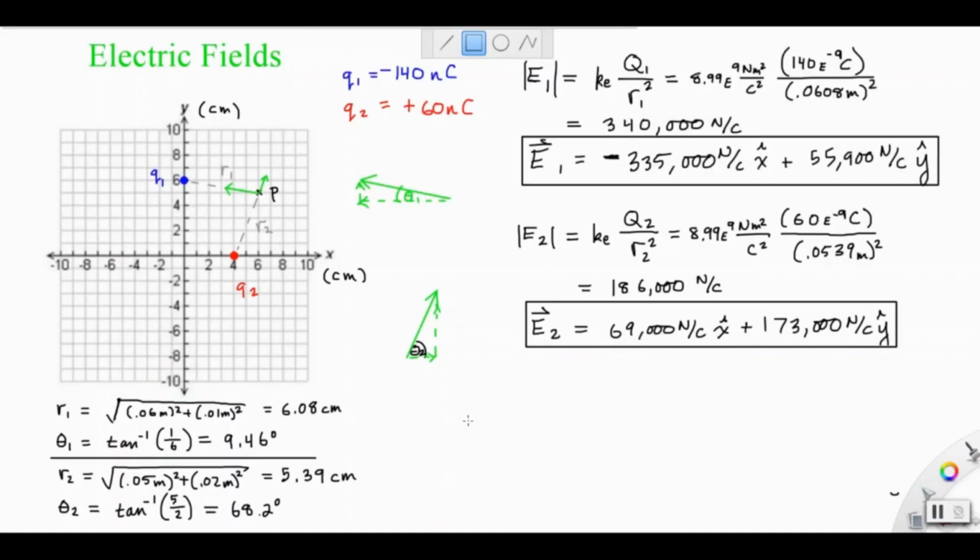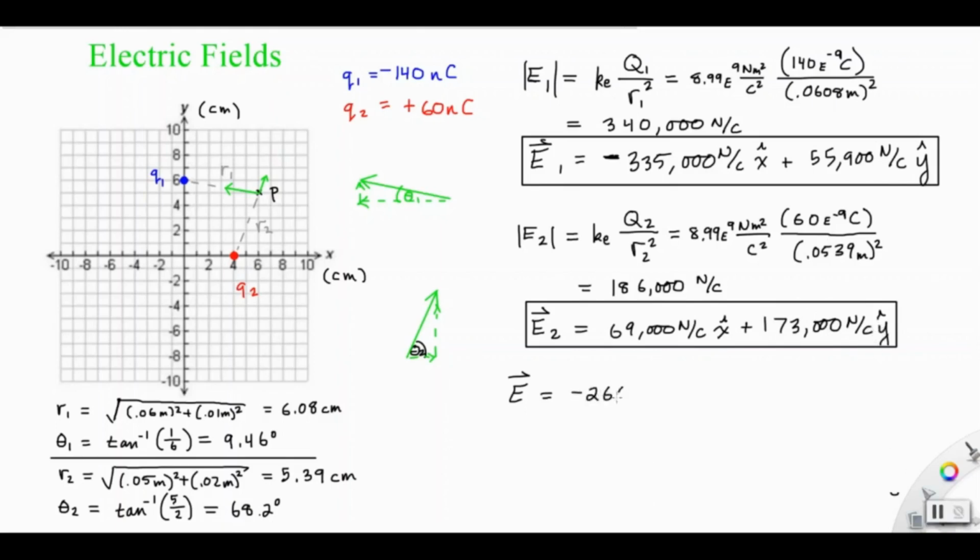Now, this is just like the vectors you learned in Physics 1, in that if we add tip to tail this vector due to this charge and this vector due to this charge, then we should get something that's pointed off in the sort of up-left direction here. Let's mathematically add them together. We have the entire E field now, which will be the sum of the individual E fields provided by these charges, which gives us, in the x-hat direction, a negative 335,000 plus a positive 69,000, and in the y-hat direction, a 55,900 plus also a positive 173,000.